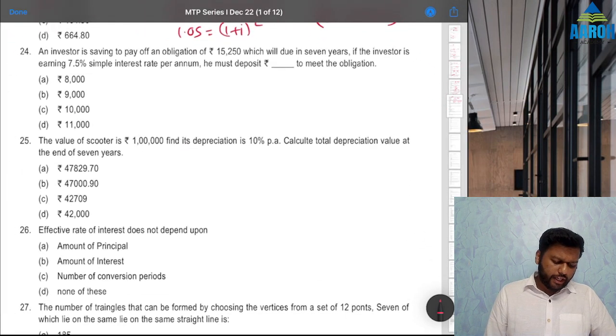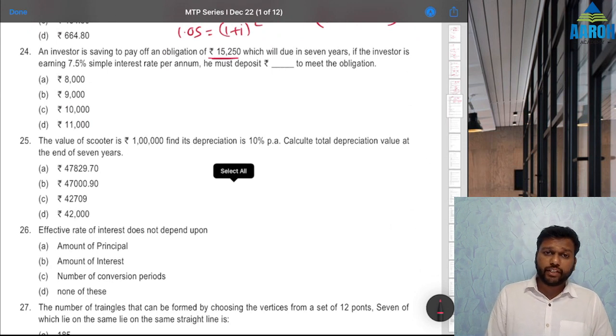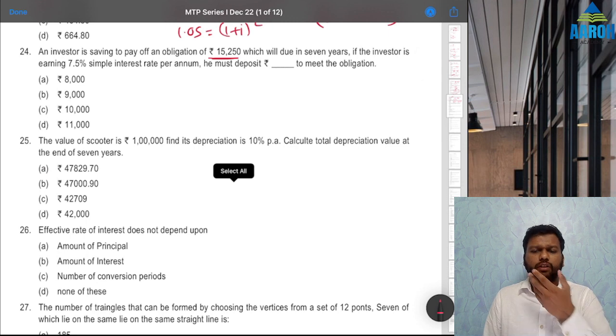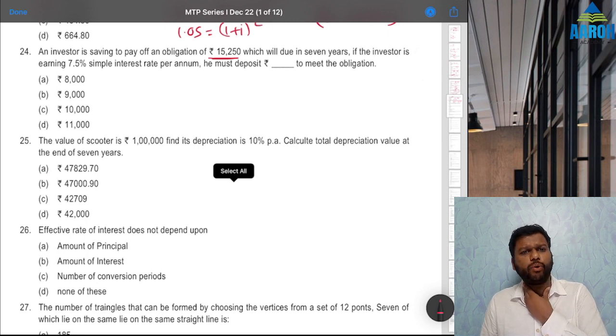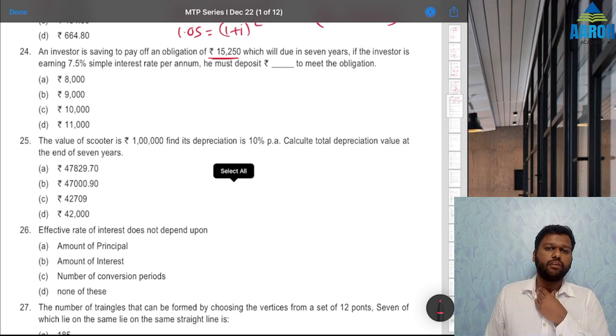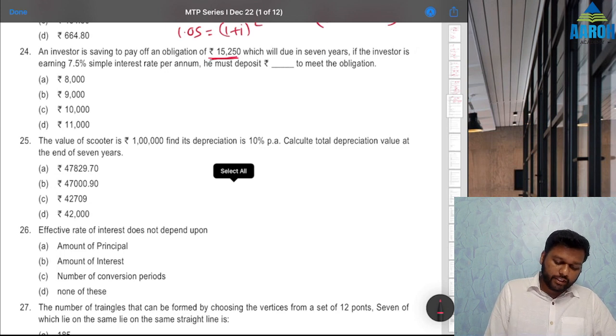24. An investor is saving to pay off an obligation of 15,050, which will be due in 7 years. Again future value, right? But let's see. If the investor is earning 7.5% simple interest rate, then he must deposit the blank to meet the obligation. Fine.